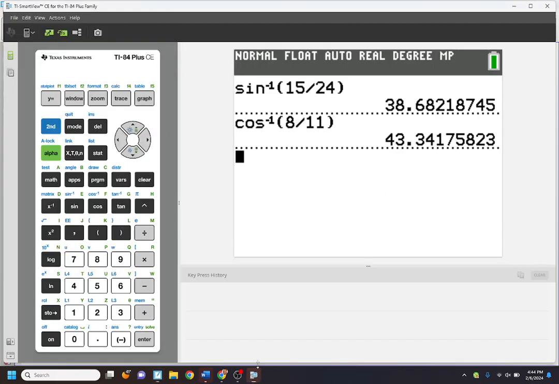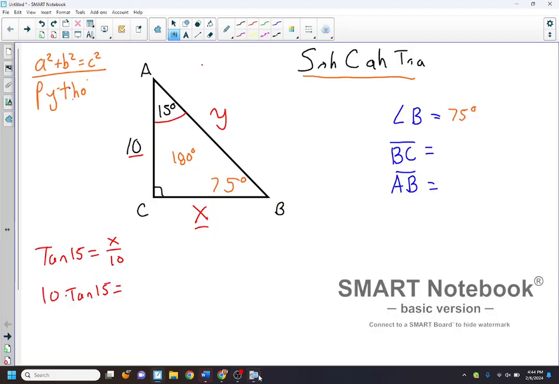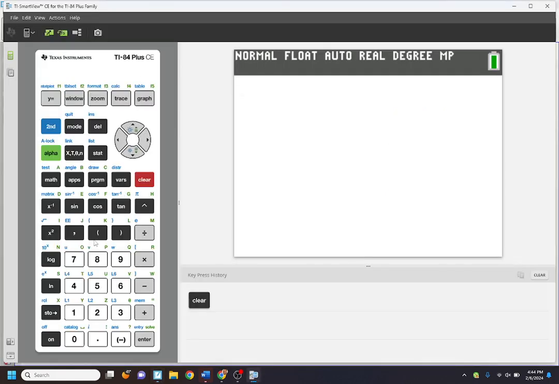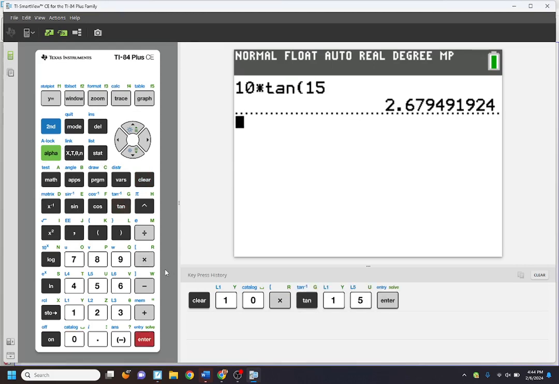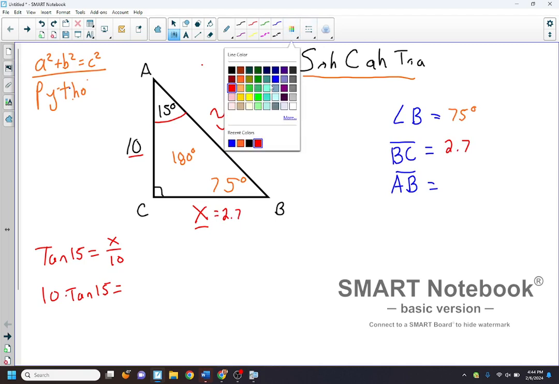And this one I will plug into the calculator to show. So this one is 10 times tan 15. And that's going to be 2.67. So we're going to round that to 2.7. BC is 2.7.